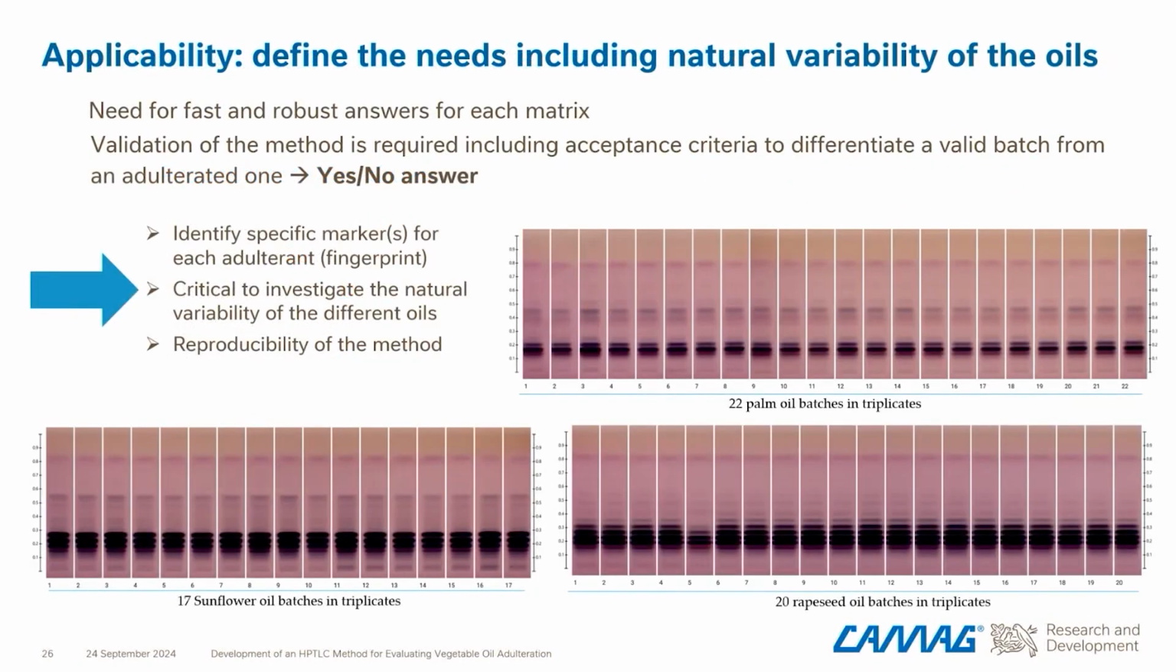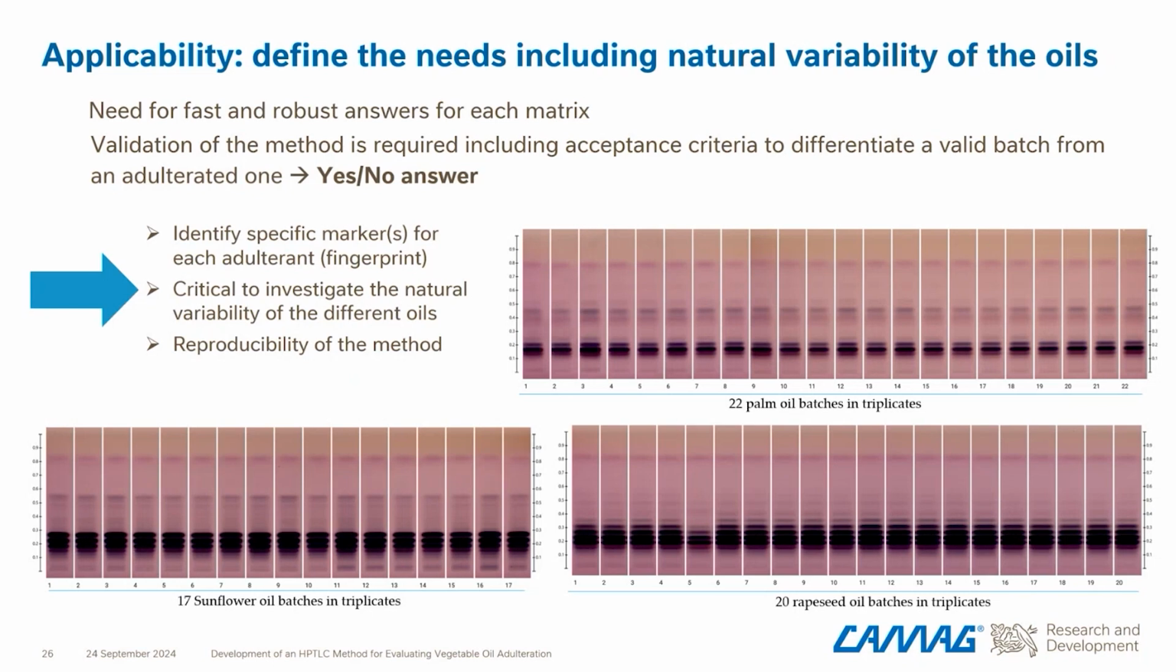So thank you, Tin, for the detail on the development of the method. So now we will move to the applicability and the needs that we have to check, including the natural variability of the oil to have really an application in a factory. So the need was to have a fast and robust answer for each matrix. And this requires the validation of the method to set up acceptance criteria to be able to differentiate from a valid batch to an adulterated one. So to have a yes-no answer without any place for interpretation.